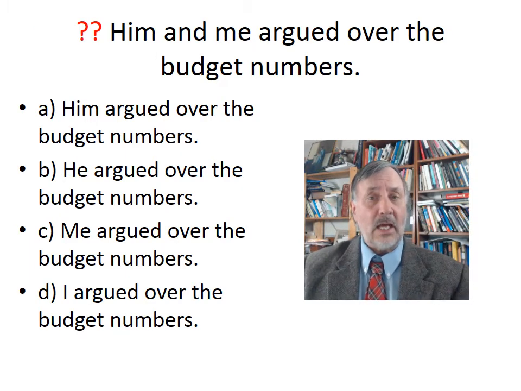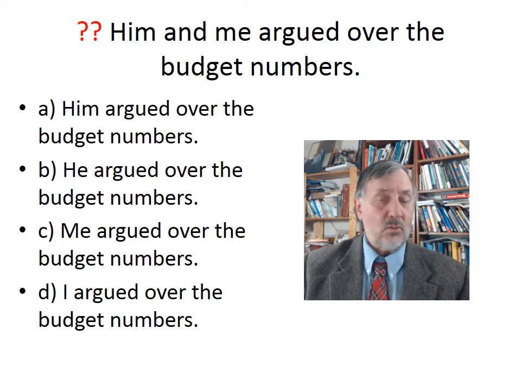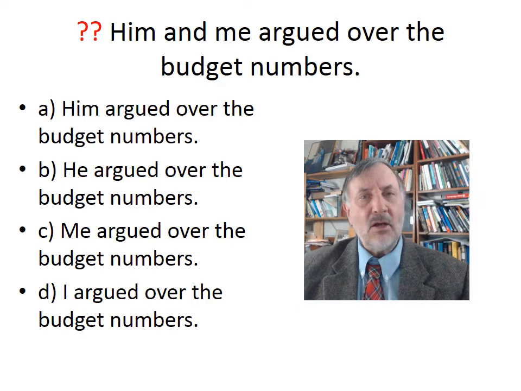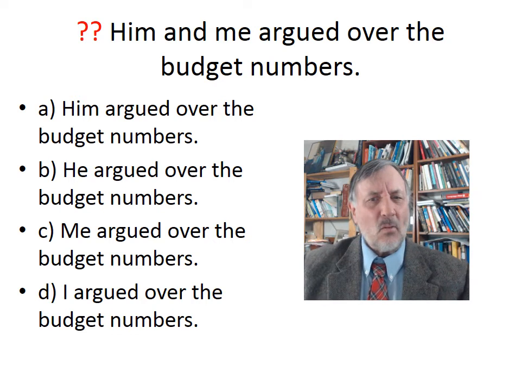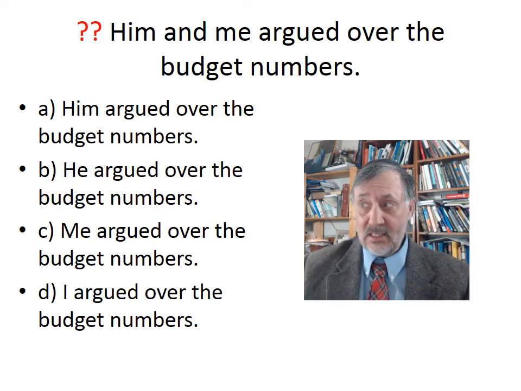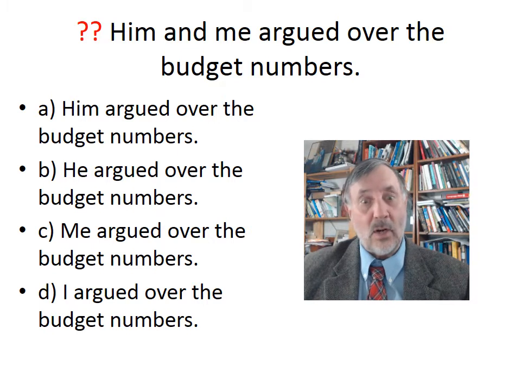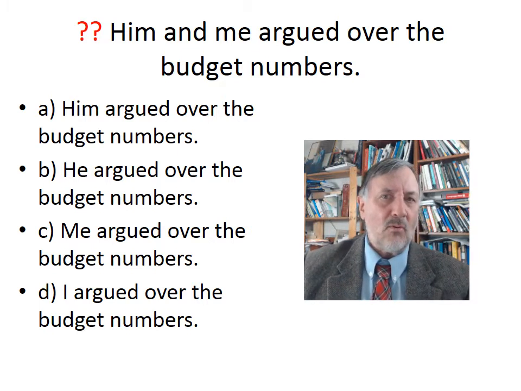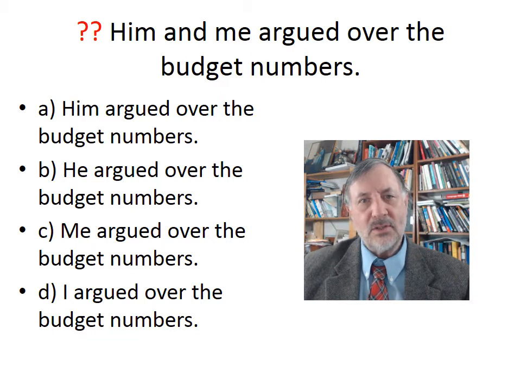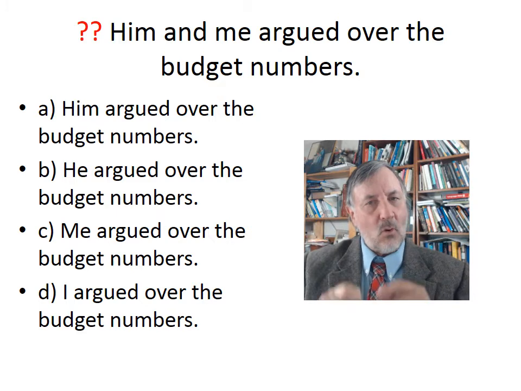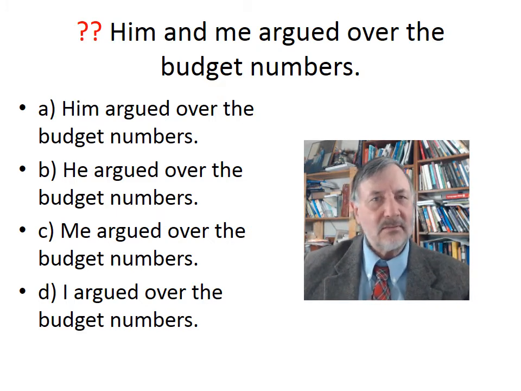So here we have another instance in which we can apply the drop test. Say we have the sample sentence, "Him and me argued over the budget numbers." Is that correct? Well, take a look at the sample sentences in which we isolate the pronouns. Would we say "him argued over the budget numbers" or "he argued over the budget numbers"? And likewise, would we say "me argued over the budget numbers" or "I argued over the budget numbers"? As you sort that out and make your choices, we'll go forward to the next slide and see which one is correct.